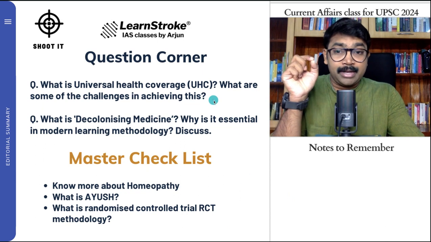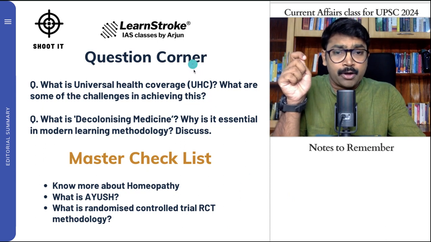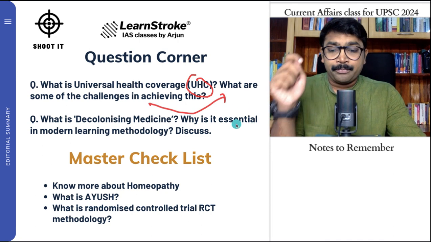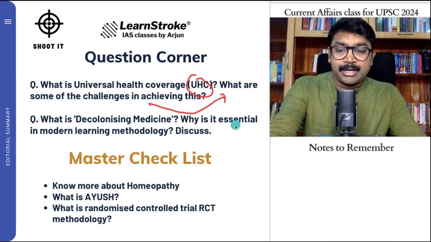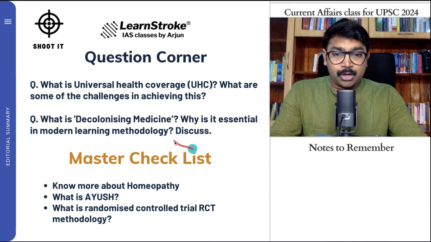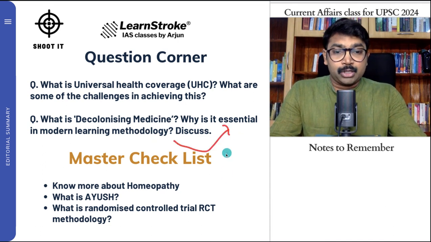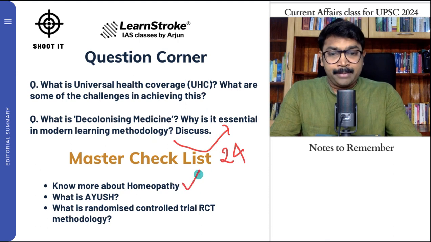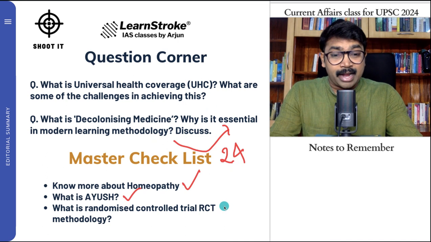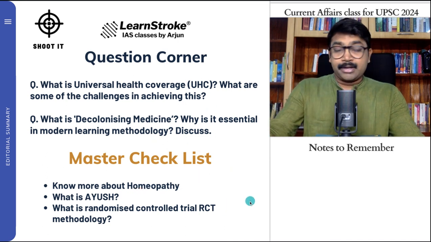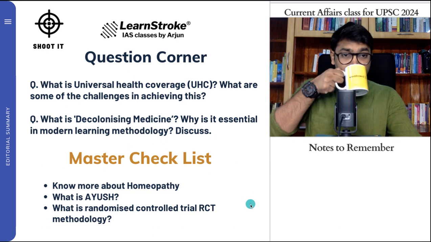So my question for the mains is, what is universal health coverage or UHC? What are some of the challenges in achieving this? Very important here. And something related to what is decolonizing medicine? Why is it essential in modern learning methodology? Discuss. Very important. And for the 2024 prelims and mains, please find out more about homeopathy. What is Ayush? Find out more about Ayush. And what is a randomized controlled trial, RCT? A lot of articles have been written on this, so try to understand what all this is regarding.